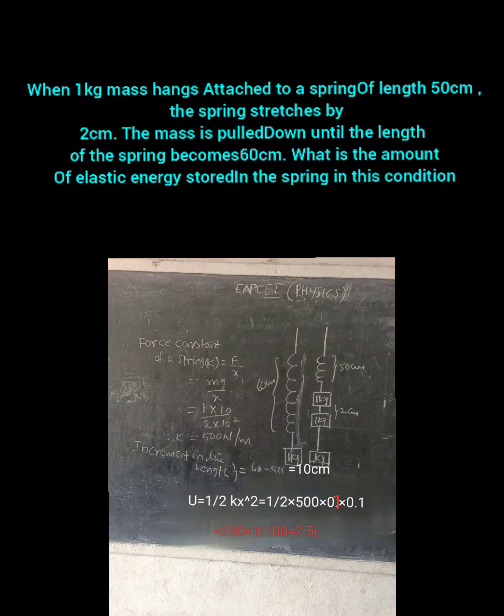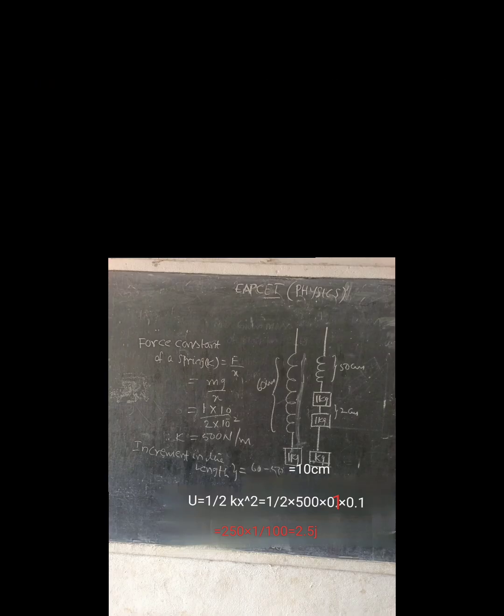Therefore, U equals 1 by 2 into Kx square. U equals 1 by 2 into 500 into 0.1 times 0.1. U equals 250 into 1 by 100 equals 2.5 joules.